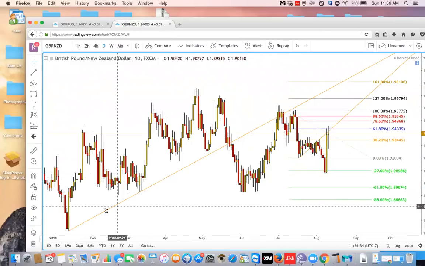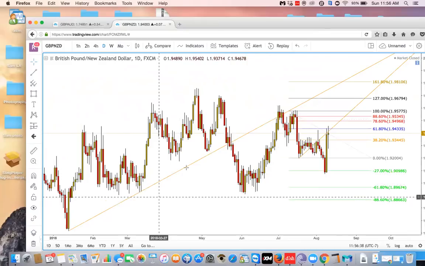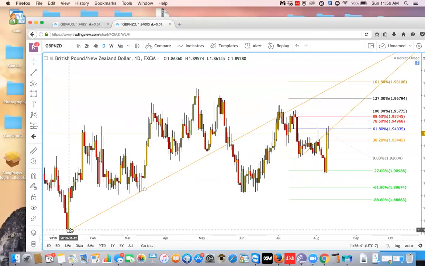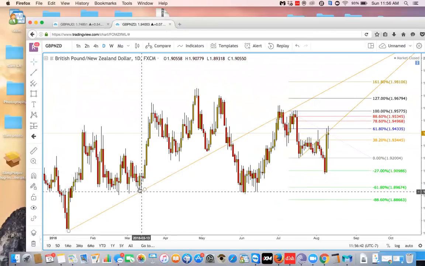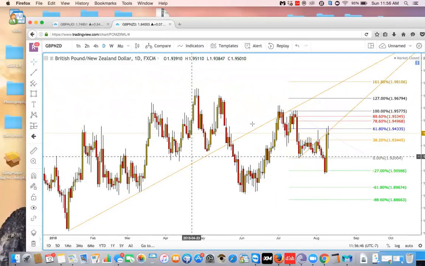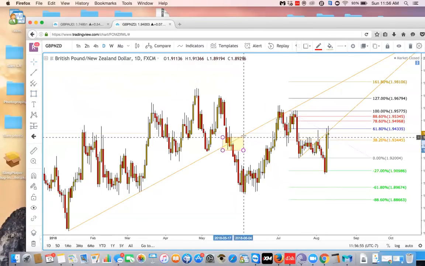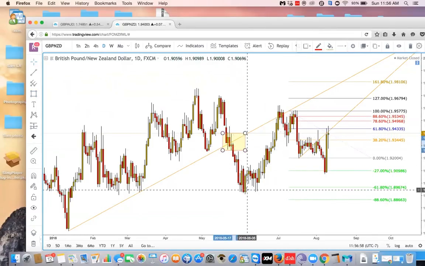GBP NZD, another pair that we traded last week. So, yeah, I had this trend line from down here. I connected it from this point to this next higher low point, so point A to point B, and extended it out to the future. Price finally broke through right here. So, let me just highlight where it broke out. Price broke out right here, came down, found support, and then pulled up.